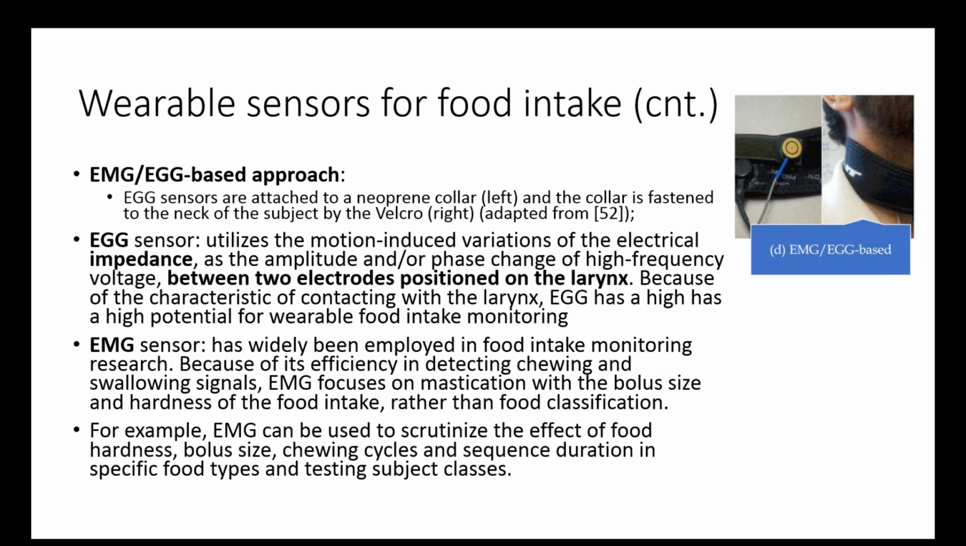And with EMG, electromyography, you put your electrodes here and you see how the mastication muscle works. They say it's been widely used. So I have to look into that.